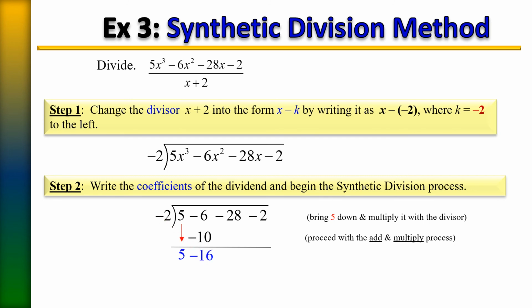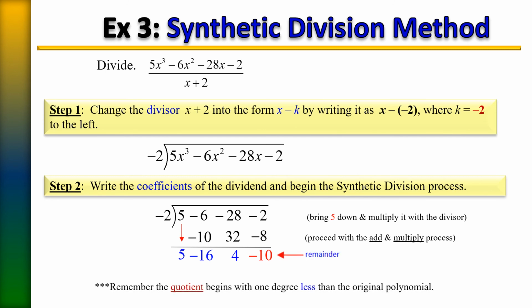Multiply that with -2 to get +32. Combine the -28 and a +32 to bring down a 4. Multiply that with -2 to get -8. Once we combine the -2 and the -8, we're going to bring down a -10. And it is our last number, so therefore that is our remainder.